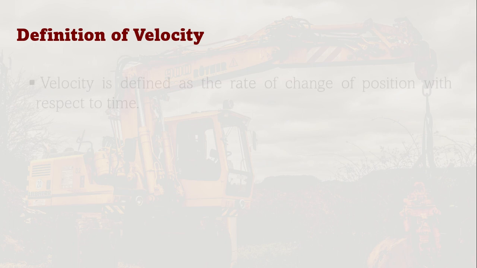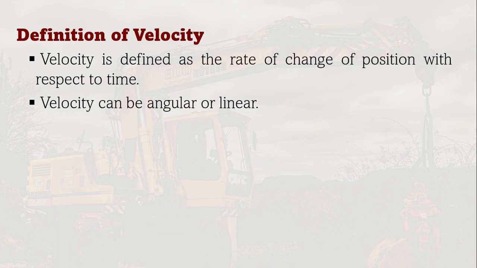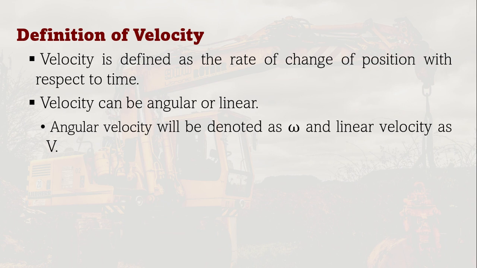So what is velocity? Velocity is defined as the rate of change of position with respect to time. I believe that we are already familiar with that. Velocity can either be angular or linear. Angular velocity will be denoted by the symbol omega and the linear velocity as v, where angular velocity omega is equal to the time rate of change of its angular position, while the linear velocity is the time rate of change of its position.